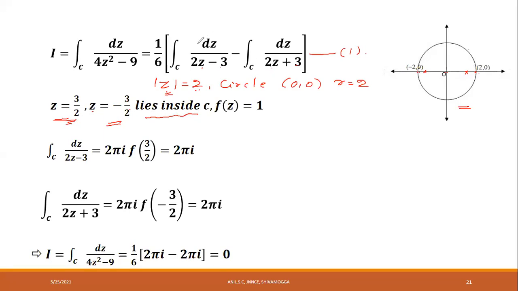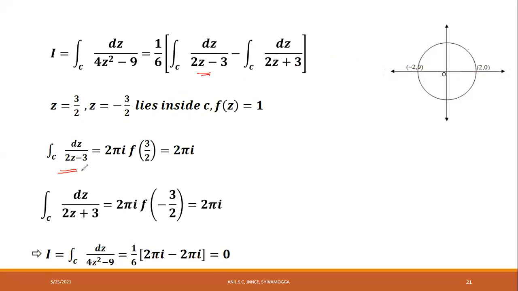You take the numerator. Numerator is 1 in 1 divided by 2z minus 3 and 1 divided by 2z plus 3. You take it as f of z. Let f of z is equal to 1. Apply Cauchy's integral formula. First integral: integral over c dz divided by 2z minus 3.